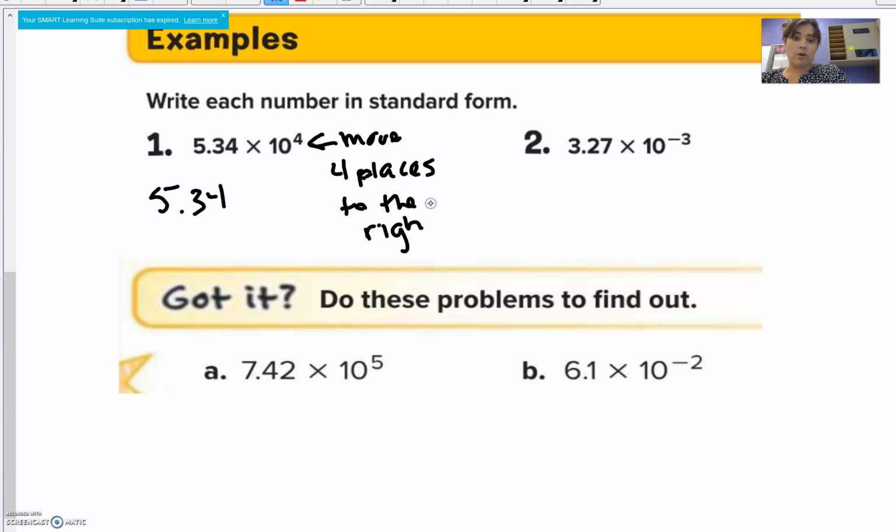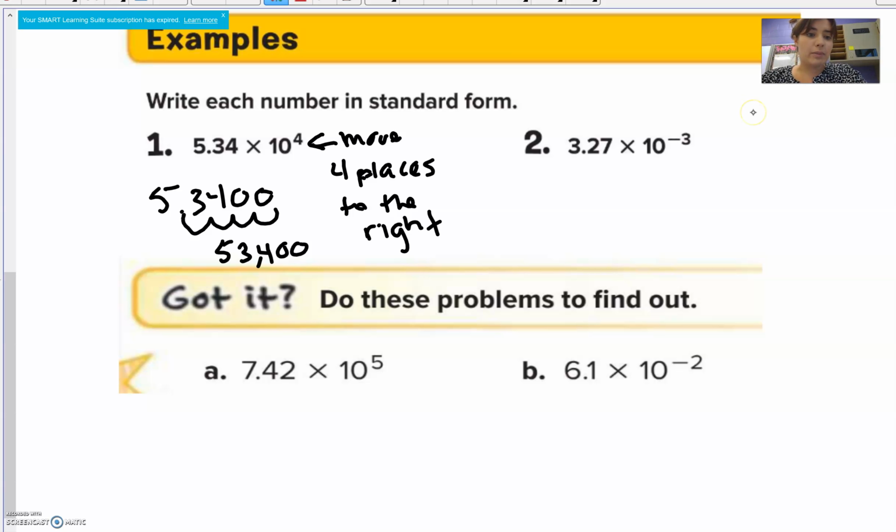Now, how do we know we move to the right? Because it's a positive number. So this is 5.34. We're going to move our decimal point 1, 2, 3, 4. I'm going to fill those two spaces with zeros. So our new number is now 53,400. Okay, so this is us writing it in standard form.